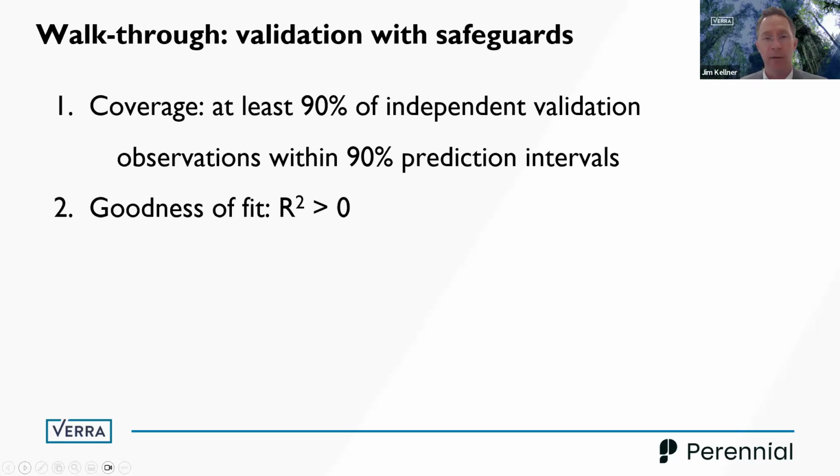This is what we mean by validation with safeguards. If the model performs poorly, it should result in a large uncertainty deduction, and one should not be permitted to claim that carbon is being stored. So R-squared greater than 0 is objective because 0 is an objectively defensible number. And even a model that has an R-squared greater than 0 by any amount means that the model's doing better than if you didn't have the model at all. And that's the justification for the threshold.